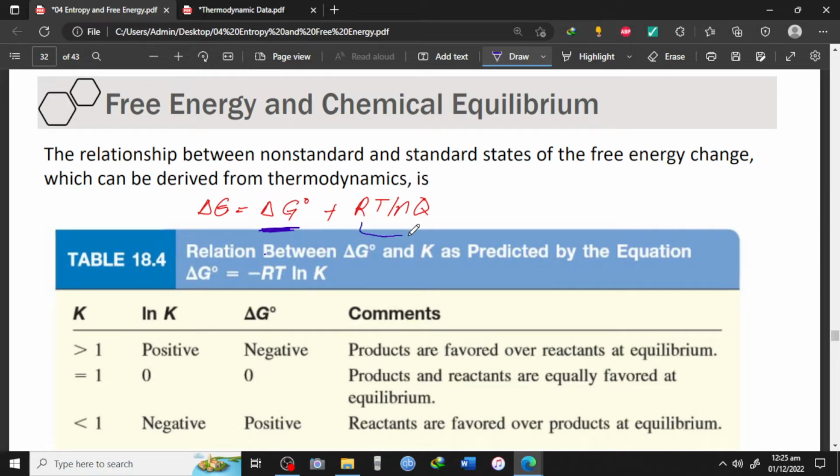Etong R naman na to, student, this is your gas constant which is 8.314 joules per mole Kelvin. Okay, very familiar na dapat kayo at this stage kung ano yung mga values ng gas constant natin. Okay, etong temperature naman na to, this should always be in Kelvin scale. And etong Q naman na to, yan yung tinatawag nating reaction quotient.